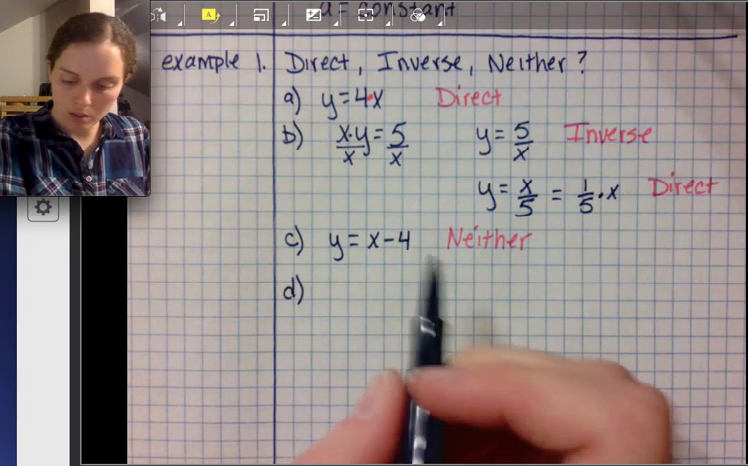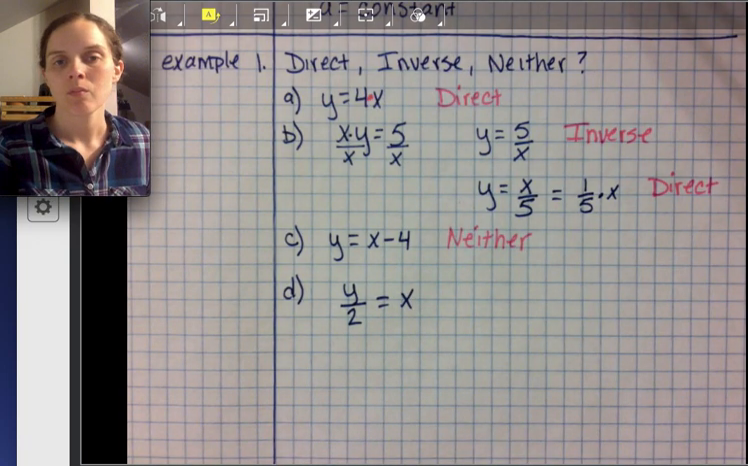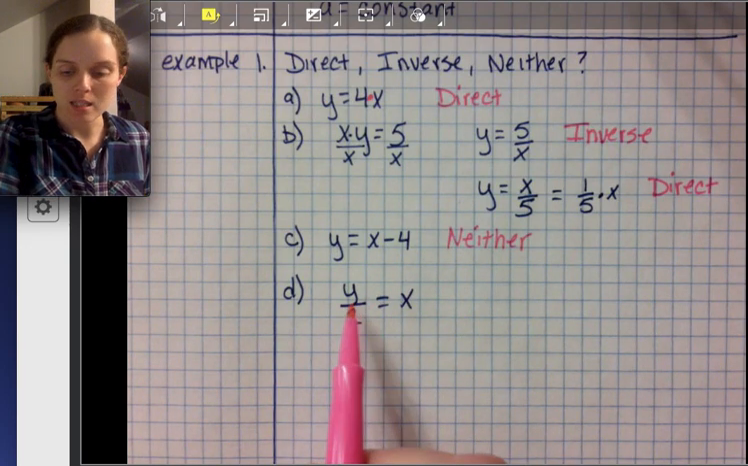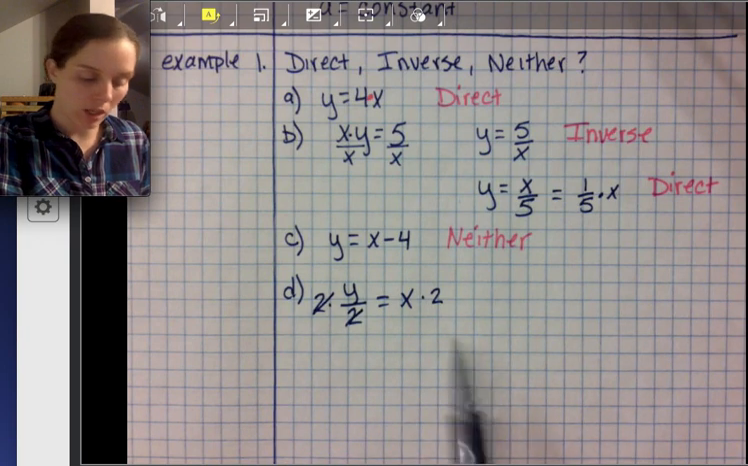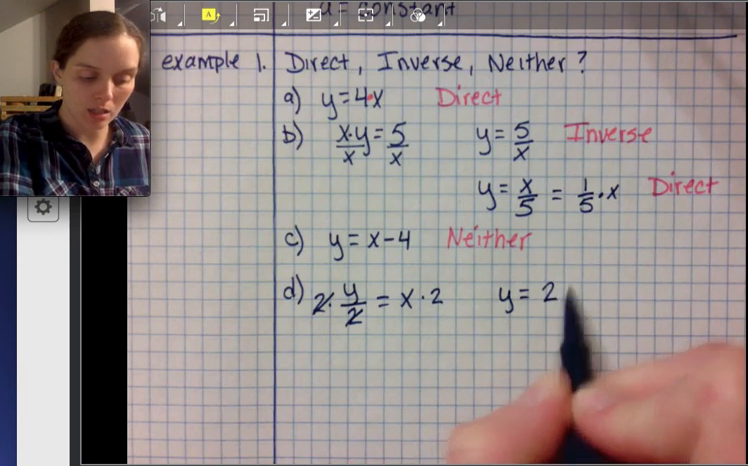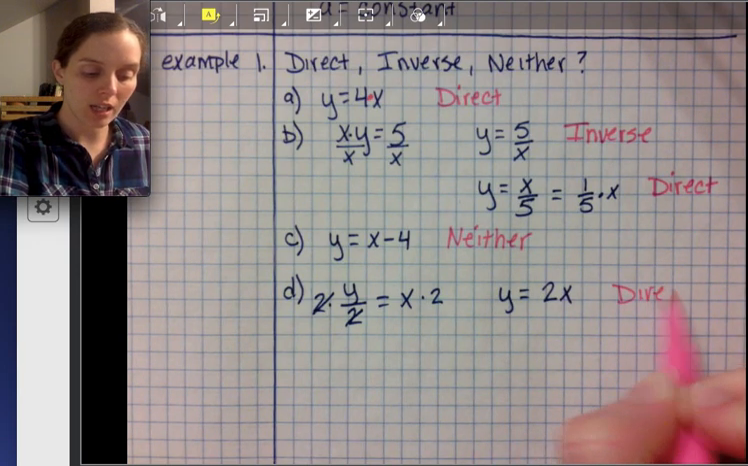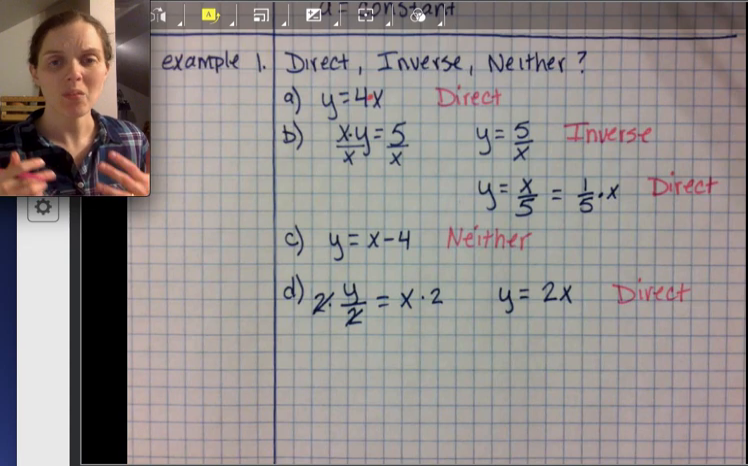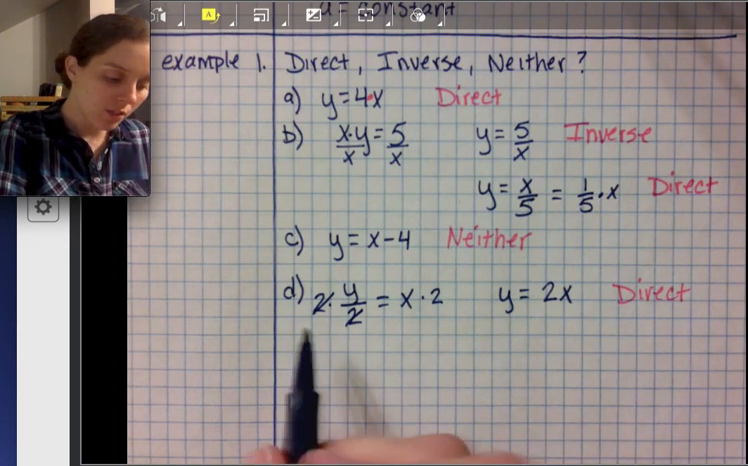The last one of this type is y divided by 2 equals x. Again, this one's not in the right form, so we need to rearrange it. I need to get the y by itself, so I'm going to get rid of the 2. I'm going to multiply both sides by 2. So that will cancel, and you're going to end up with y equals x times 2, which is the same as 2 times x. Now that I have rewritten it this way, I can see that this is direct variation because it's x times the constant. So on these, solve for y, and then see if you're multiplying or dividing by the x, or neither. So that's the first type.